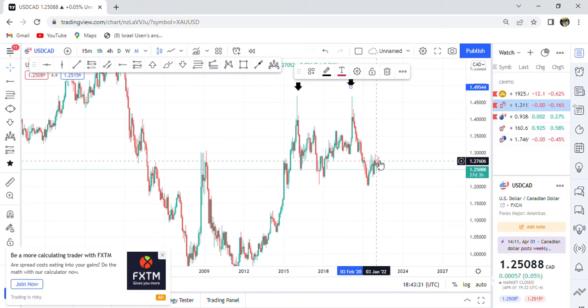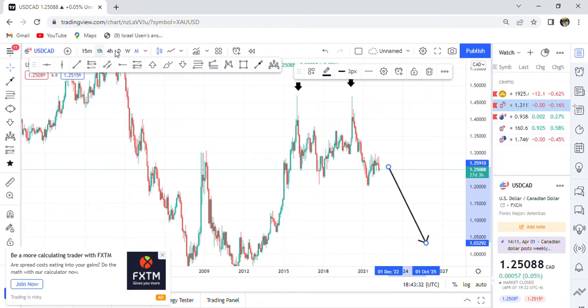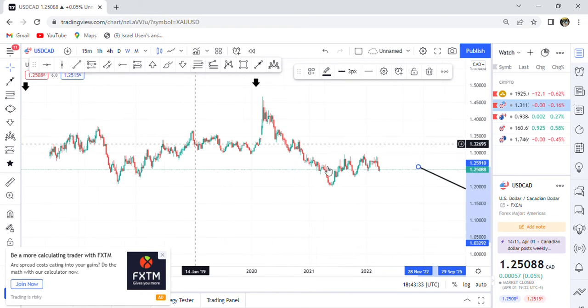Now we are having a rally and beautiful rejections in the monthly. So most likely I'm expecting a downward push of price, dancing to the downside, bro. We're going to be dancing to the downside. Move over to the weekly, same bearish structure.